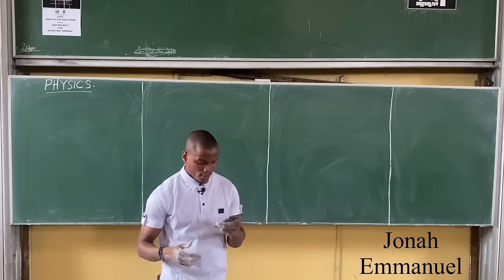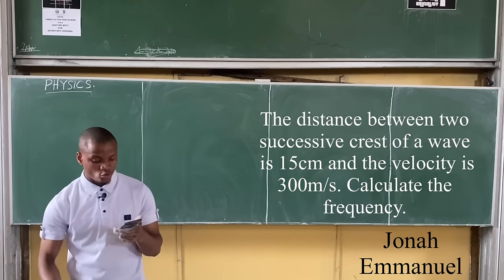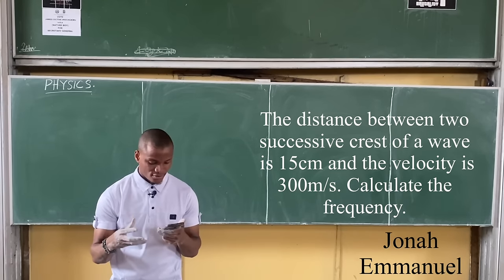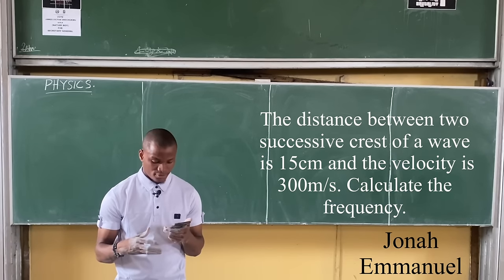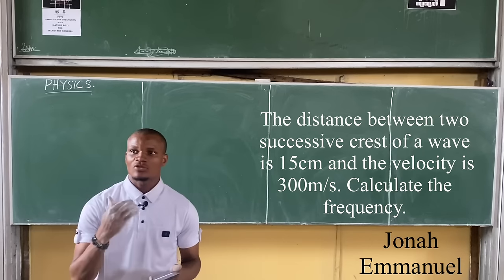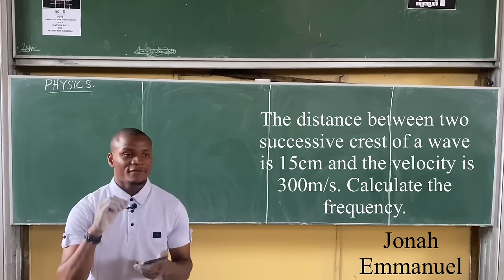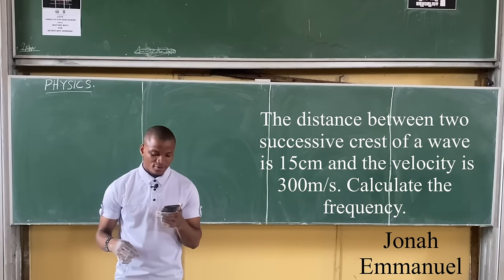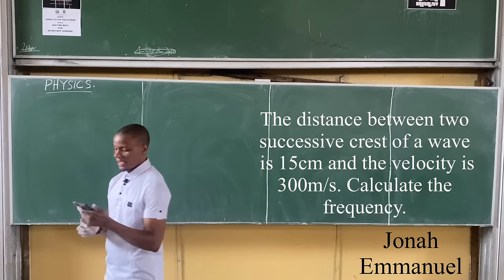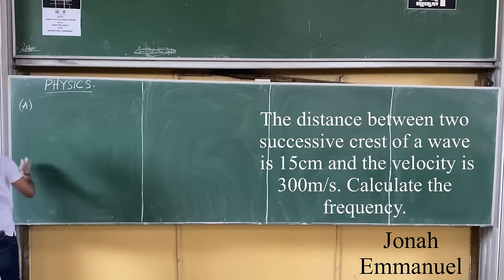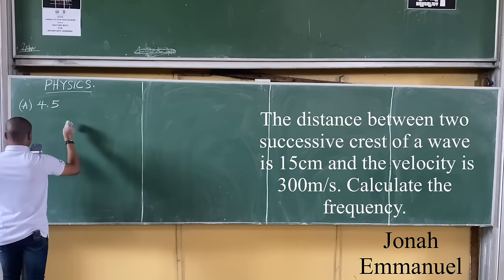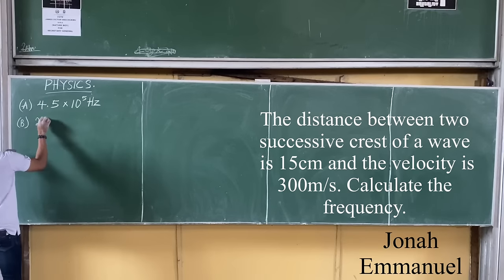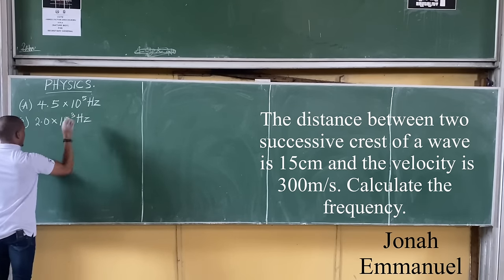The distance between two successive crests of a wave is 15 cm, and the velocity is 300 meters per second. Calculate the frequency.